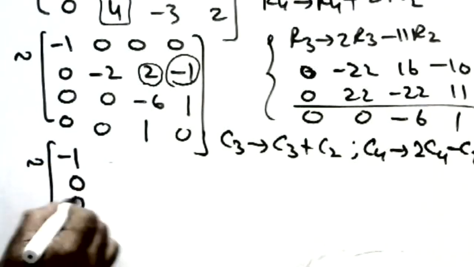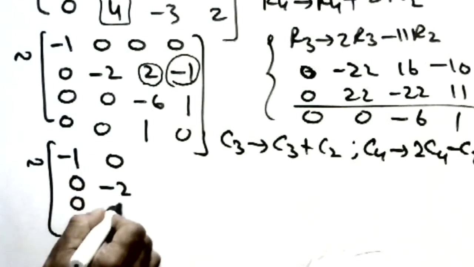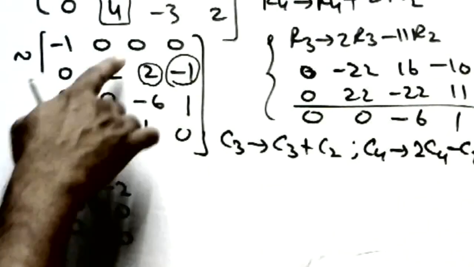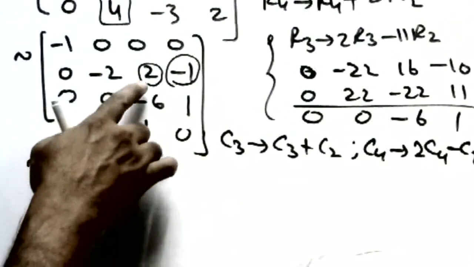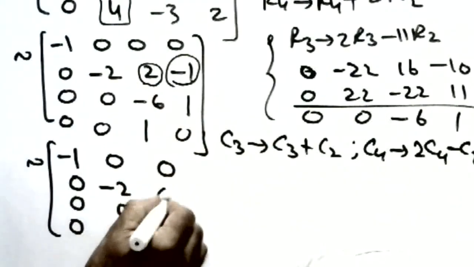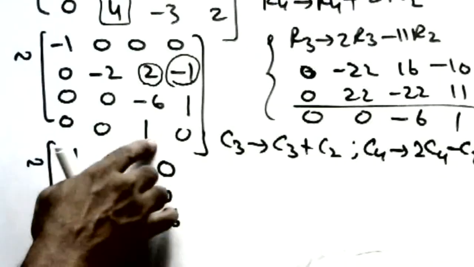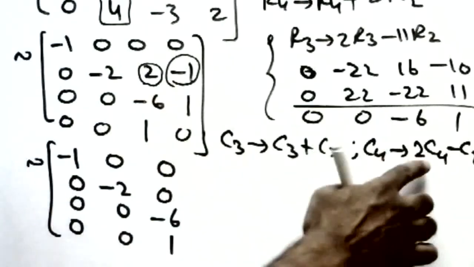We are not changing the first column, right, as it is minus 1 0 0 0. We are not changing the second column, 0 minus 2 0 0. Okay, now last here, see what is left here, 0. We are changing C3 plus C2. 2 minus 2 will become 0. Minus 6 plus 0 is minus 6. 1 plus 0, 1 minus 0 is 1.